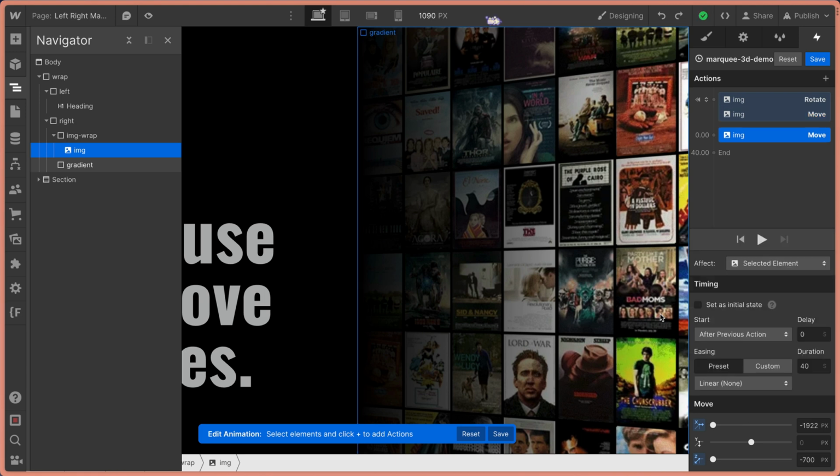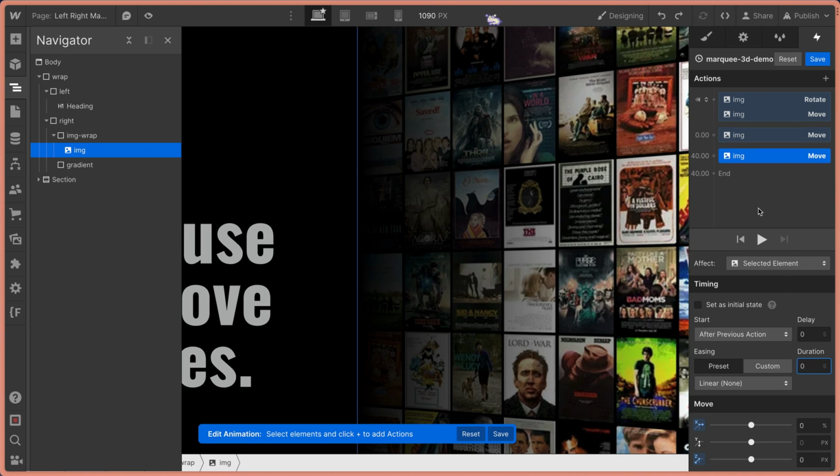Now it's important to set that initial state because we're going to change it and then want to reset back to that. Now we have our next animation, which is a move animation, and we've got our duration of 40 seconds. We've got an easing of linear, and then in the x-axis, we're going to go negative 1922 pixels, and in the z-axis, negative 700. I rounded up that 699 to 700 because I thought it looked just a little bit better.